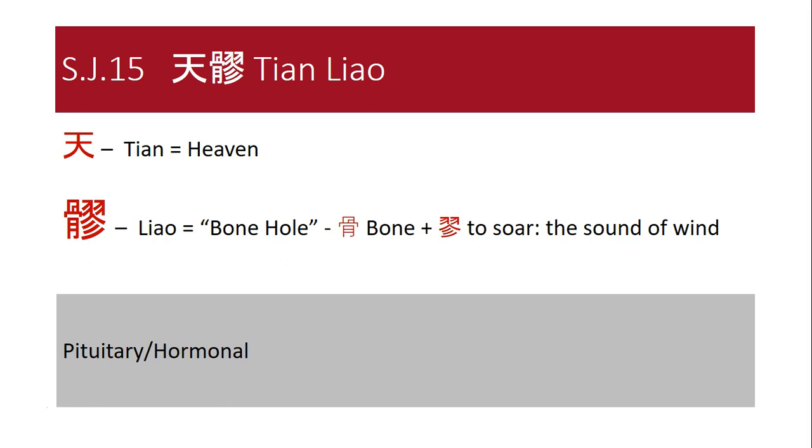Sanjiao 15, Tian Liao, the heavenly bone hole, is a reflex for hormonal issues. The character Liao is not simply a hole in the bone, but it is the sound of the wind soaring inside a bone. It suggests something like a conch, something that gets amplified. The space in the bone in heaven would suggest the space of the pituitary gland inside the skull.